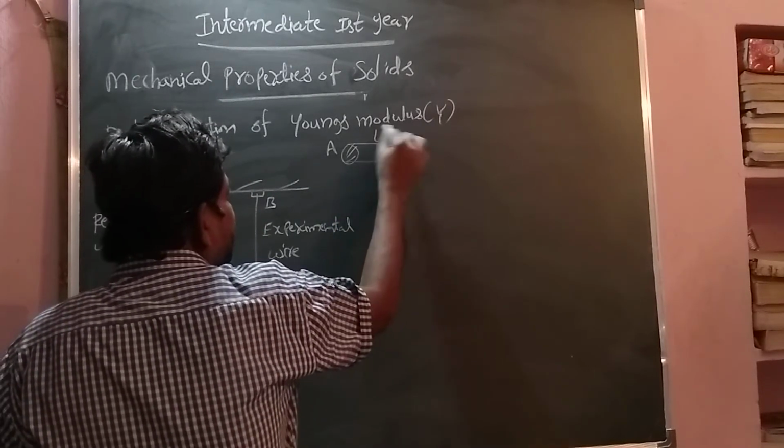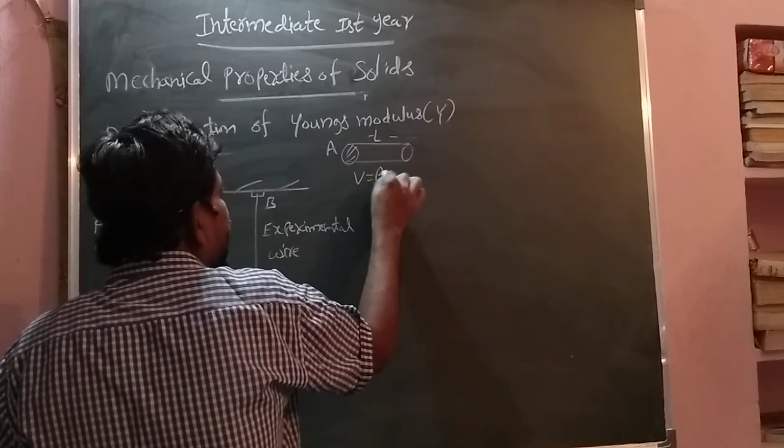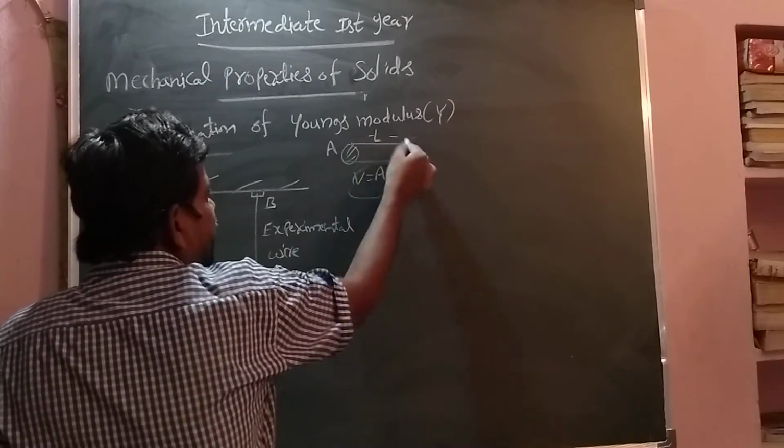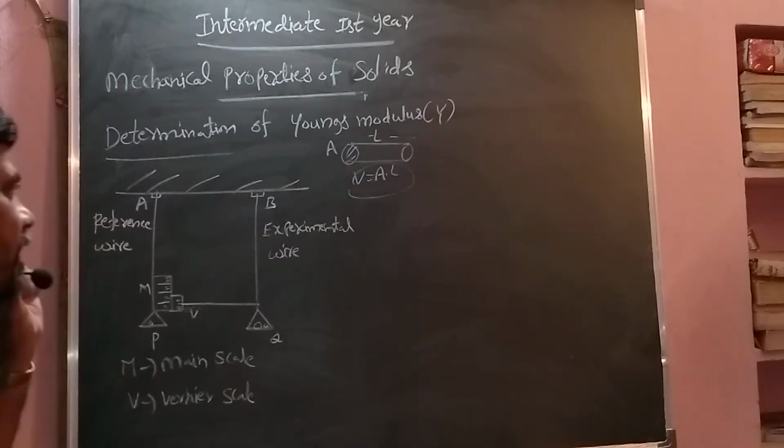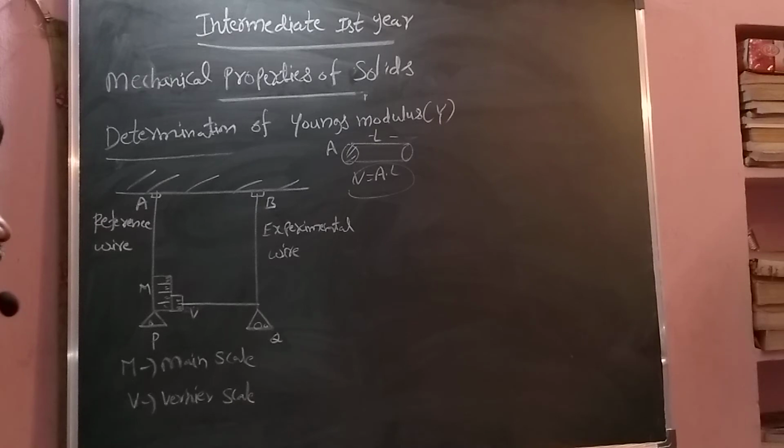If the length is L, now what is the volume? A into L. Pi r square H, like that. Pi r square means A, H means L. So for any cylinder like that, generally cylindrical shape, any wire like that is cylindrical in shape.